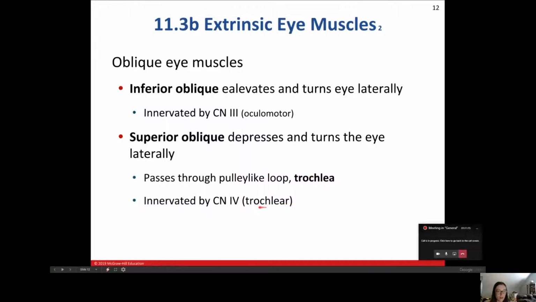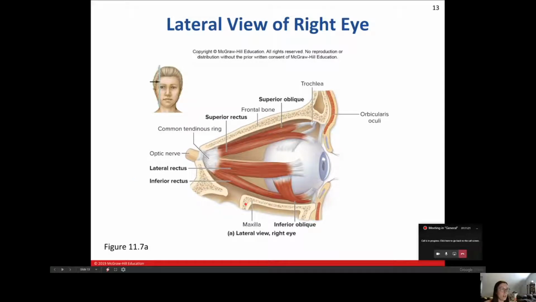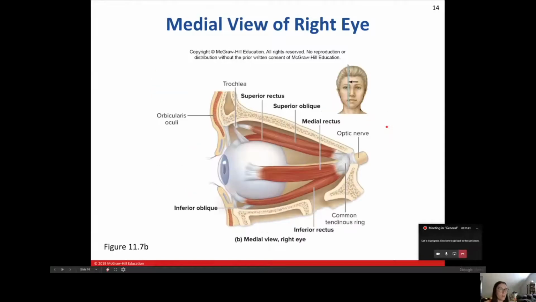It's trochlear nerve. So cranial nerve 4 and 6 are the 2 weird ones, and most of the others are innervated by cranial nerve 3. So we can see here the muscles that go straight back are going to be the rectus muscles, and then the muscles that kind of are twisty and weird are the oblique muscles. So here's our superior oblique and our inferior oblique. And then we can see the orbicularis oculi here, and then we would have the levator palpebrae superioris. We just can't see it right now.